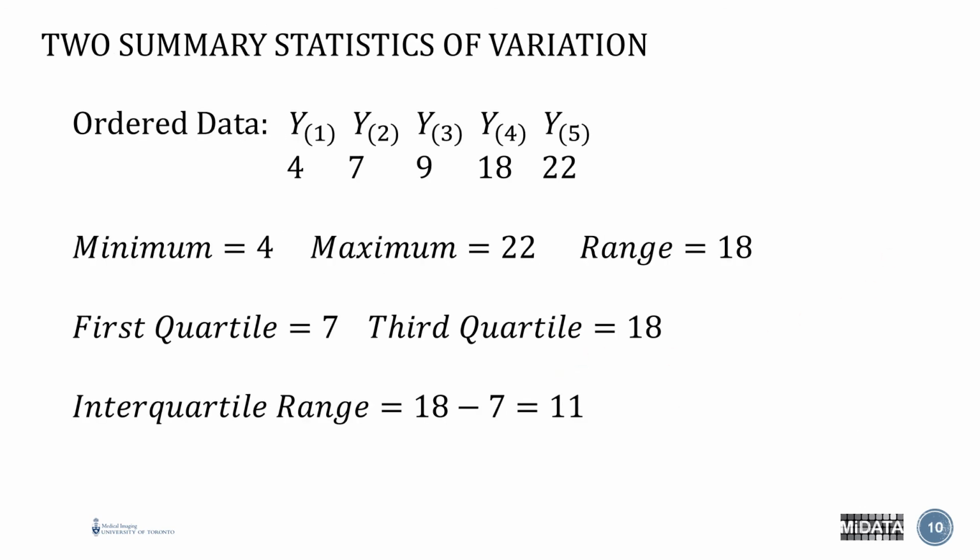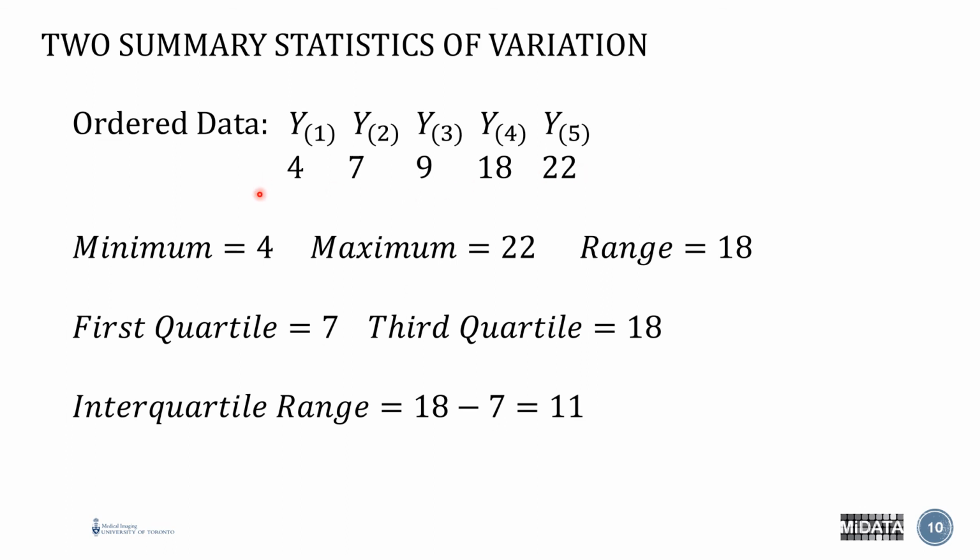Let's have a look at some summary statistics of variation. So if we go back to our data set from the previous slide, and we keep it in ascending order, it is easy to identify the minimum, the maximum, and the range, which is simply the difference between the minimum and the maximum, which is 22 minus 4 is 18.